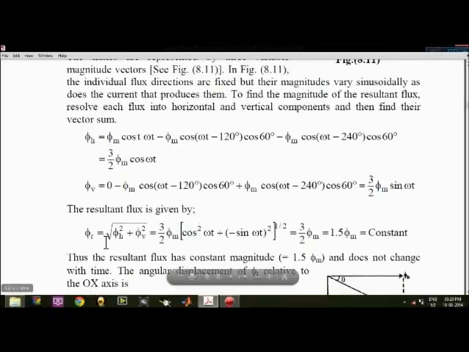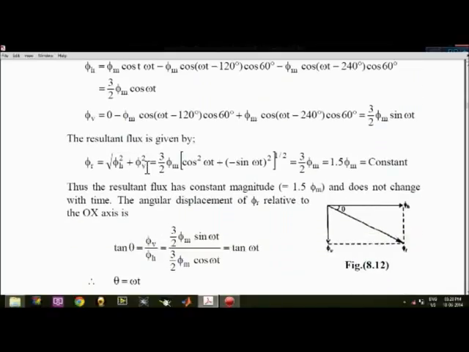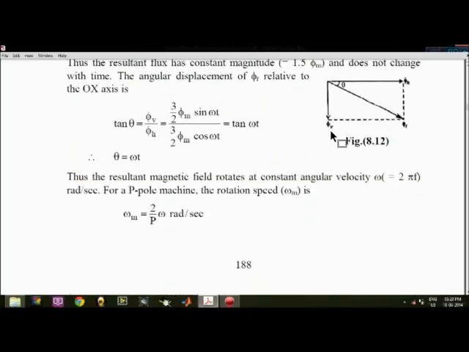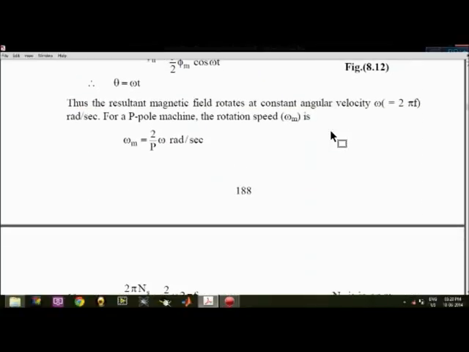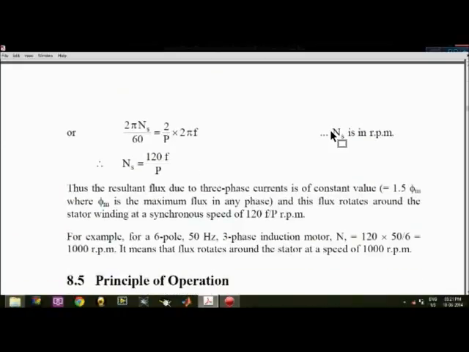So the final resultant value is the flux of the horizontal and vertical parts. It comes out to be 1.5 phi m, which is constant. That is the maximum value of the resultant flux, and it does not change with time. Most important thing, it does not change with time. Thus the resultant magnetic field rotates at a constant angular velocity of omega equals 2 pi f. For a P pole machine, meaning having number of poles P, omega is given as 2 omega by P, and hence again you get the synchronous speed as 120 f by P.